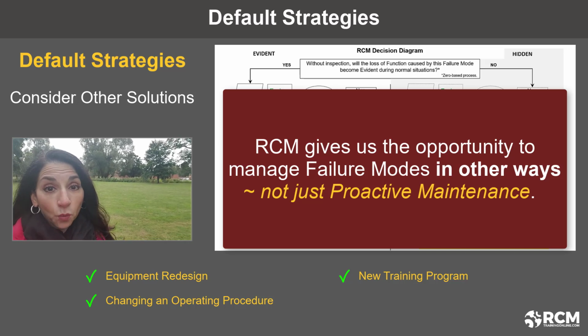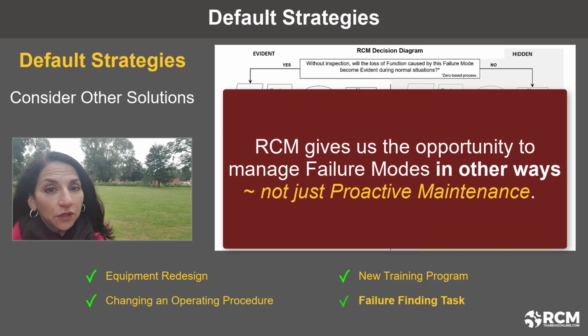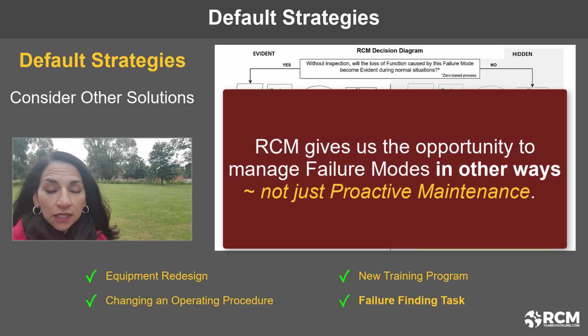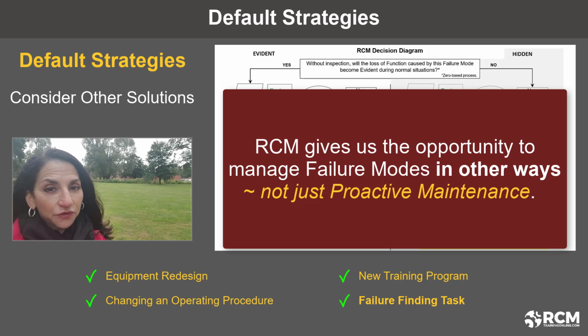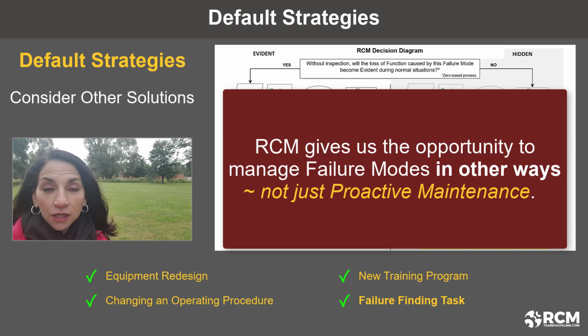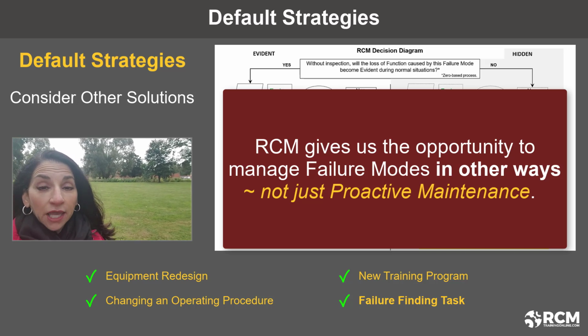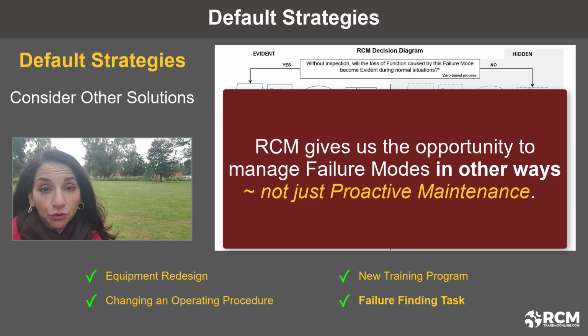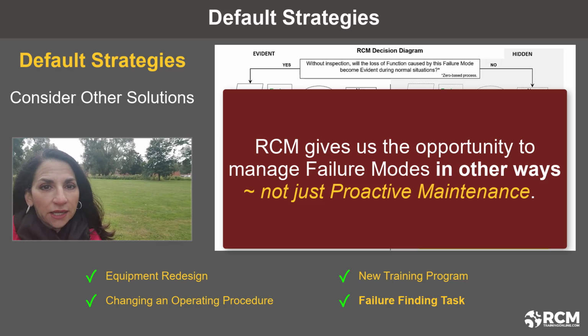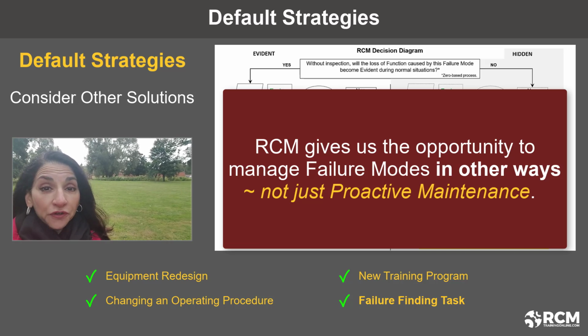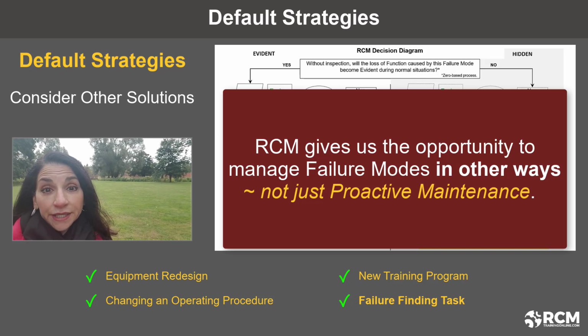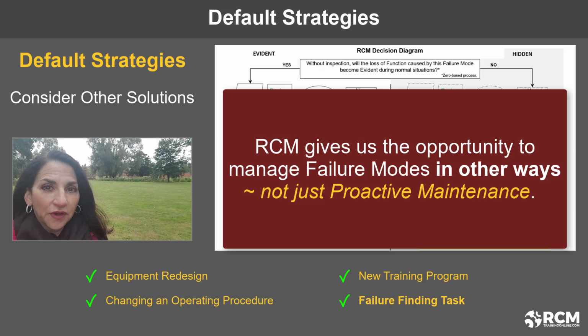And one of those ways is called a failure finding task. And what that is, it is a task to see if our protective devices are in a working state or not. A simple example is a smoke detector. If we take care of our smoke detector properly, we would blow smoke at it every so often. We would want to blow smoke at it often enough so that it would be available to us when we need it. And that's called a failure finding task.